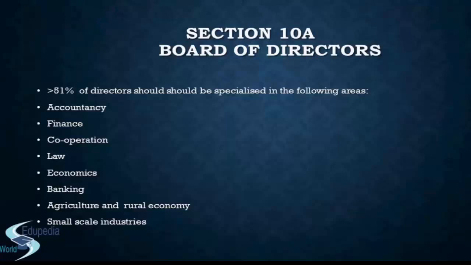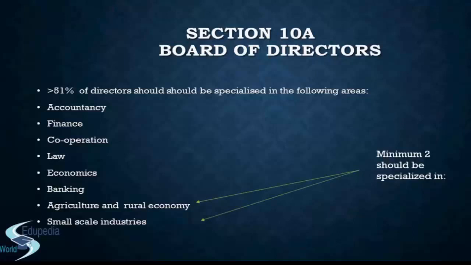Right? So if you are specialized in your 8 subjects, you are eligible to be amongst the board of directors of the banking company. Right? All our 8 subjects, they fall under that criteria. Now there is another requirement. It says that a minimum of 2 directors should be specialized in 3 of these fields, being agriculture and rural economy, small scale industry and law.